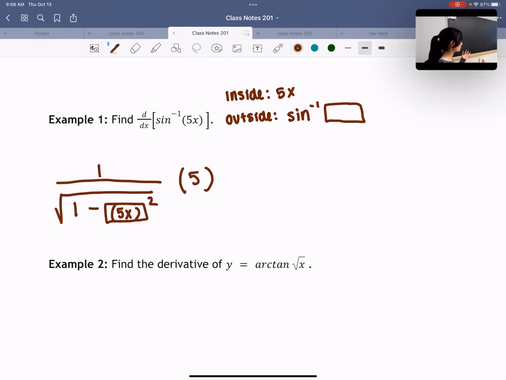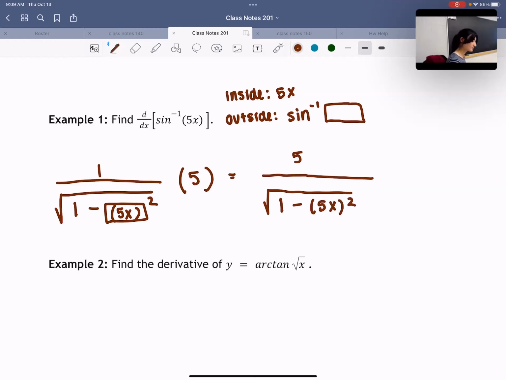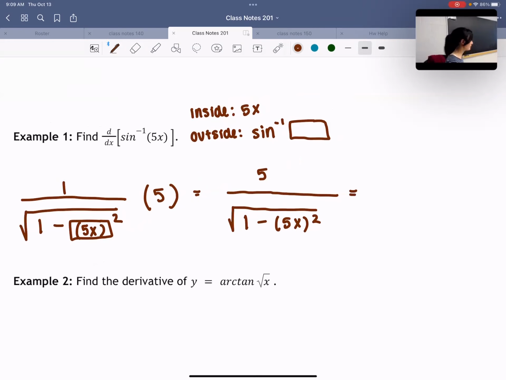Now, when I'm plugging things into my box, I'm going to put the 5x in parentheses because I'm raising that whole thing to a power, and I don't want to get mixed up and think that only the x is being raised to a power. I'm going to keep everything in one group here. Okay, so cleaning this up, we get 5 over the square root of 1 minus (5x) squared. Okay, and because I feel like it, why don't we just expand this out a little bit? I can square the 5 and square the x, and this becomes 5 over the square root of 1 minus 25x squared.